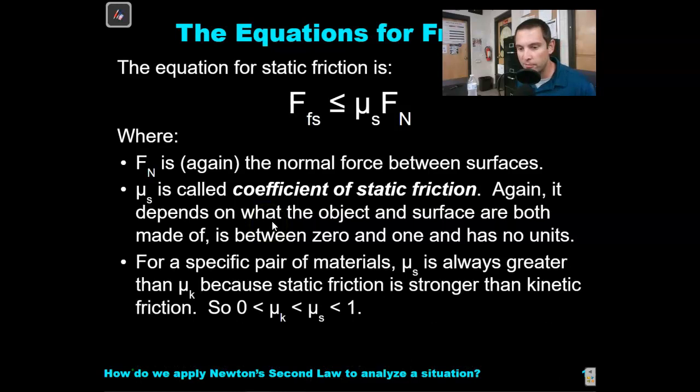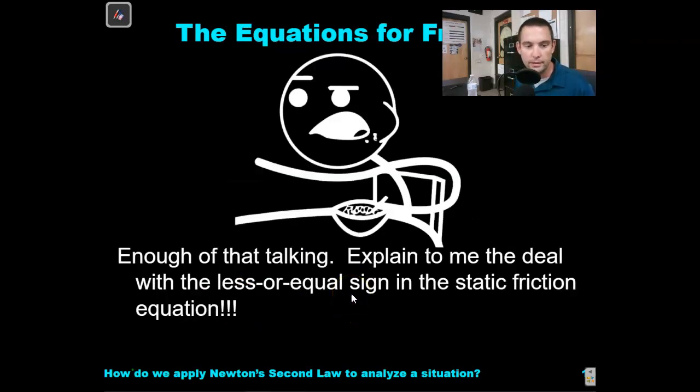For a specific pair of materials, mu s is always greater than mu k because static friction is stronger than kinetic friction. So 0 is less than mu k, which is less than mu s, which is less than 1.